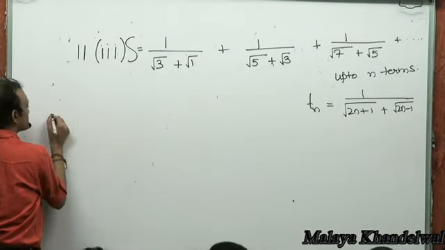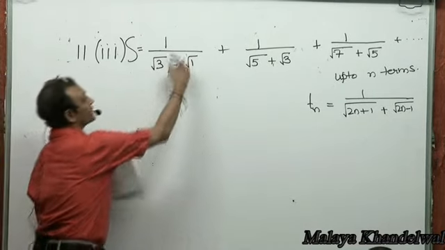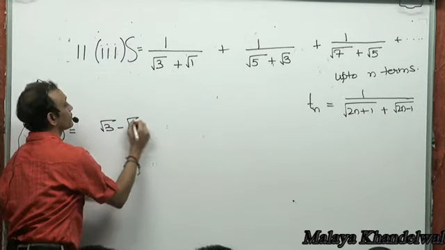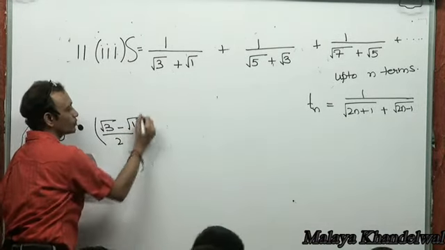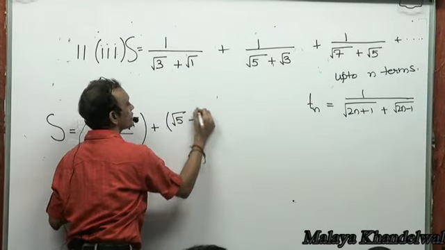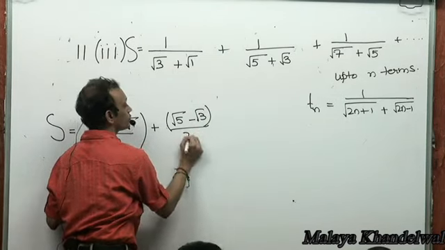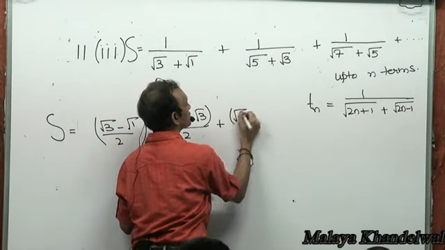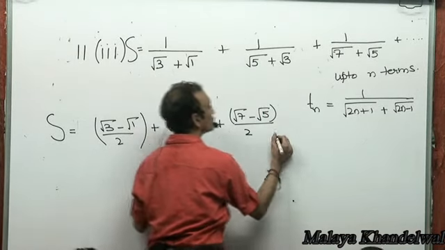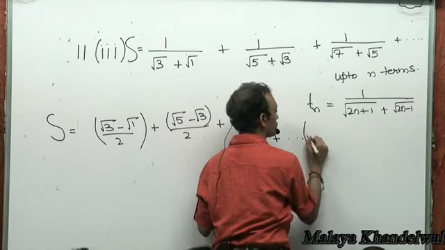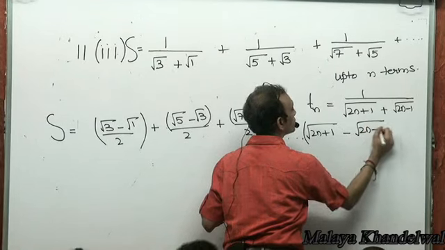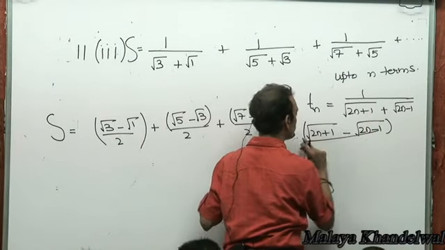So S is, you rationalize each term. So (root 3 minus root 1) divided by 2, right? Plus (root 5 minus root 3) divided by 2. (Root 7 minus root 5) divided by 2. (Root (2n plus 1) minus root (2n minus 1)) divided by 2, and so on and so forth.